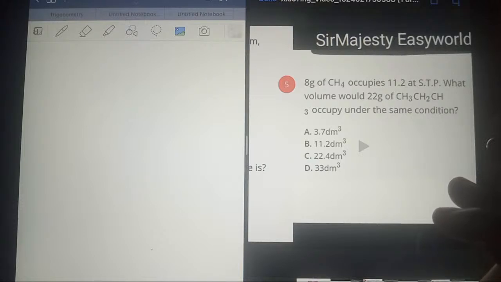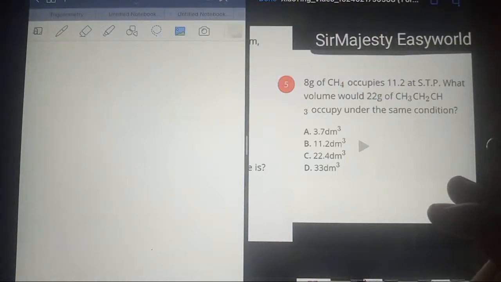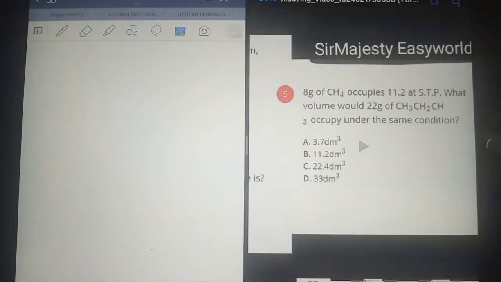The molar mass of methane is 16. Mass over molar mass, that's 8 over 16, gives you 0.5. That is half. So 0.5 moles of methane have 11.2. Therefore, you now check the molar mass of this here. How many carbons are there? We have 1, 2, 3.